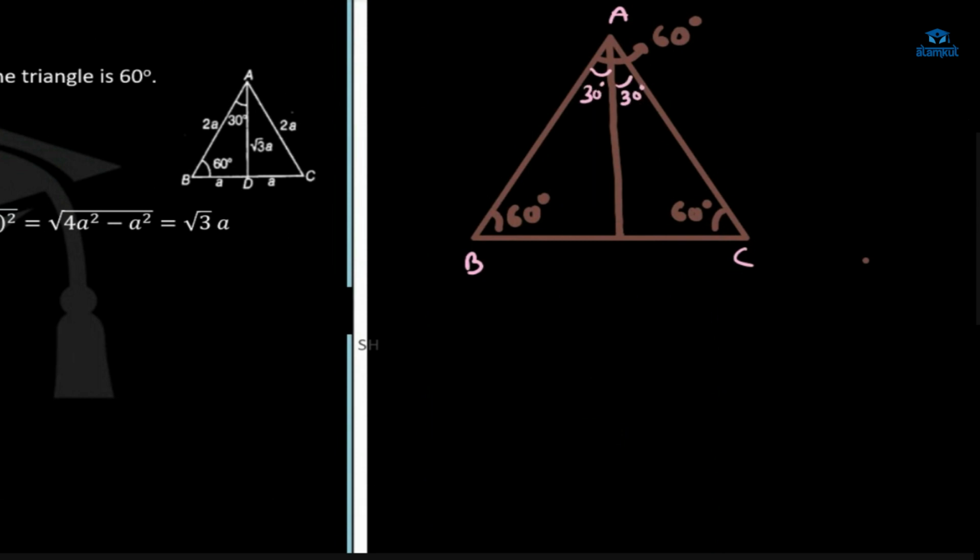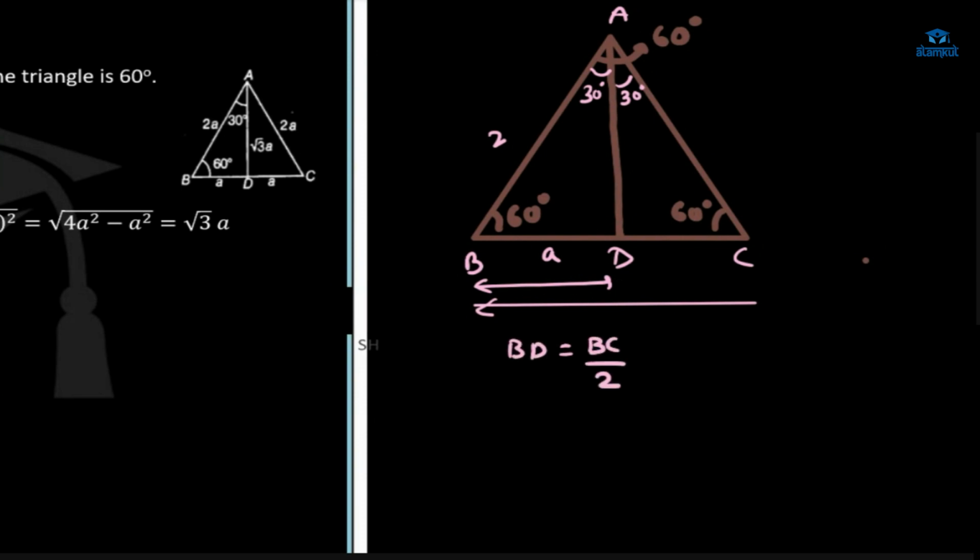Okay, it means the side that is opposite to the smaller angle, suppose this is BD as A. If it is A, then what would BC be? If BD is A, then half of BC is BD. See, BD is equal to BC by 2. Yes or no?